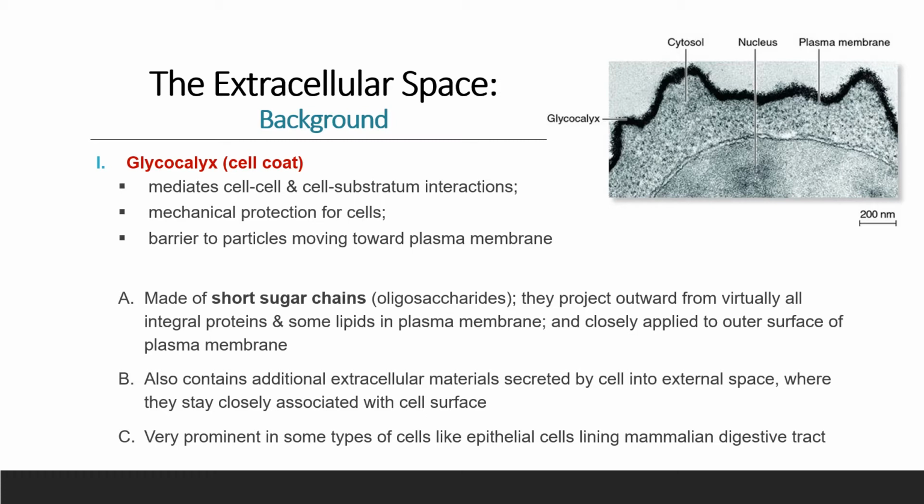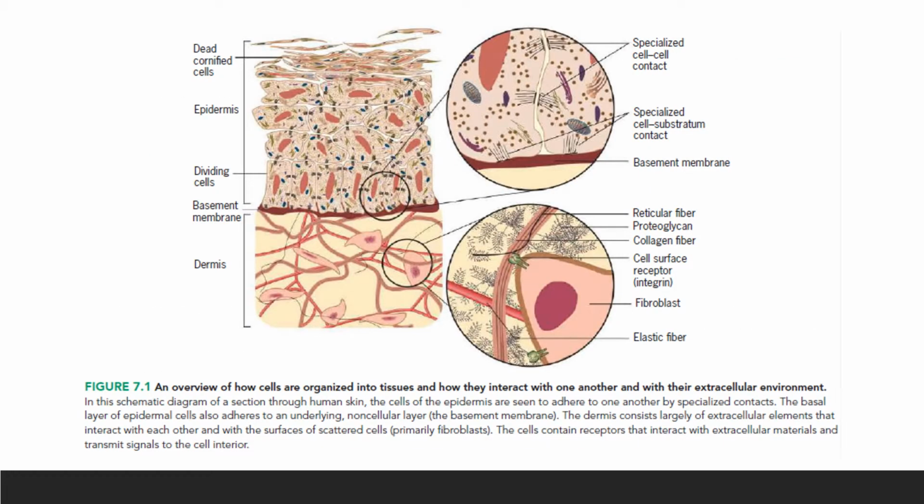It also contains additional extracellular material secreted by the cell into the external space where they stay closely associated with the cell surface. So they are very important and very prominent in some types of cells like the epithelial cells lining the mammalian digestive tract. Okay? So in here, you will see figure 7.1. It shows you a diagrammatic section of the human skin, and it provides an overview of several of the subjects to be discussed in this chapter.